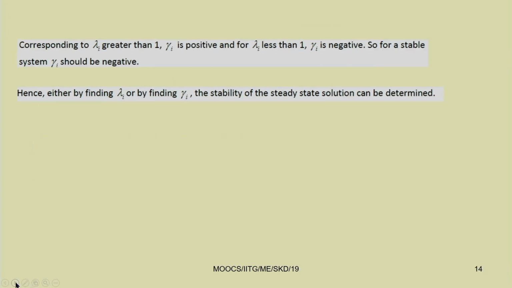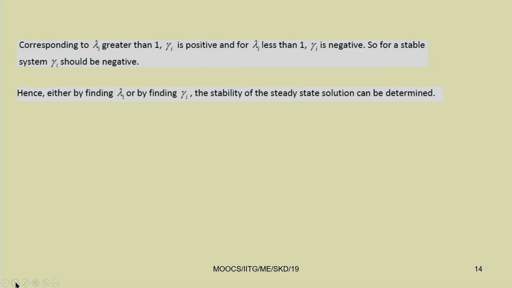By checking whether this gamma I is positive or negative, we can tell whether the system is stable or not. For a stable system, gamma I must be negative, because for that system this lambda I must be within this unit circle. When lambda is within this unit circle, gamma I is negative. In this way, either by checking lambda I or by checking this Floquet multiplier gamma I, you can study the stability of a system. This way you can use this Floquet theory to study the stability of a periodic system.